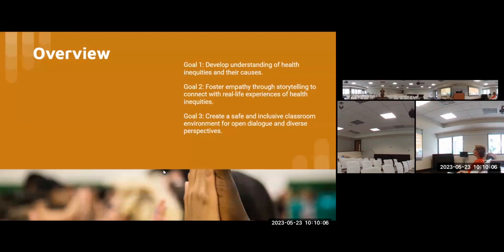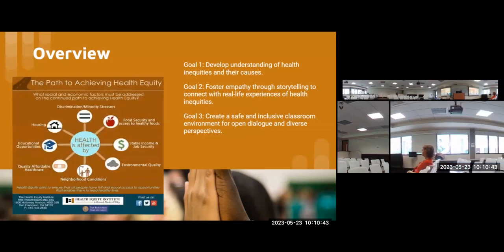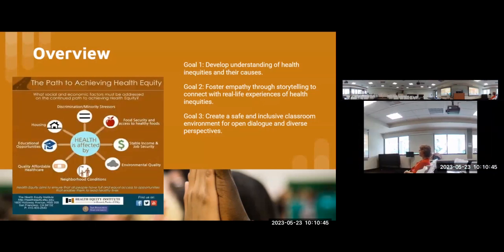Okay, so my goal, I had 3 primary goals starting in winter quarter. I wanted to help students develop understanding of health inequities and their causes. I wanted to help students foster empathy through storytelling and then connect them with real life experiences. And I wanted to create a safe and inclusive classroom so that they would be free and open to share their personal experiences and other diverse perspectives that they may have. Those were my primary goals that I was working on winter and this spring quarter.